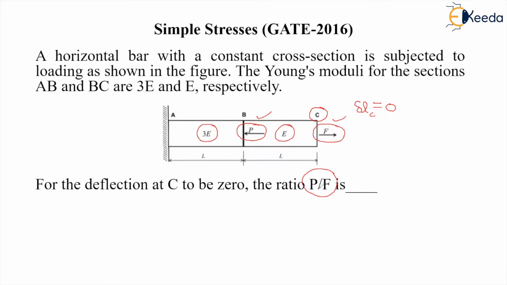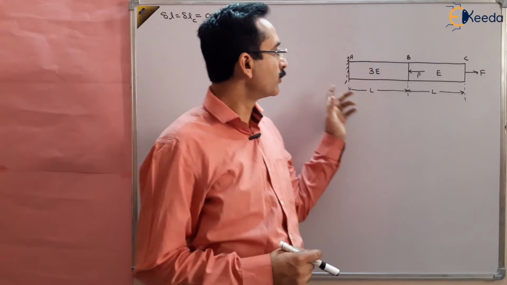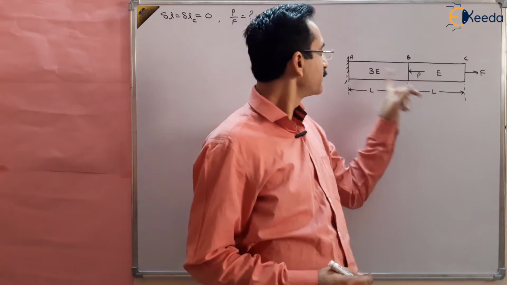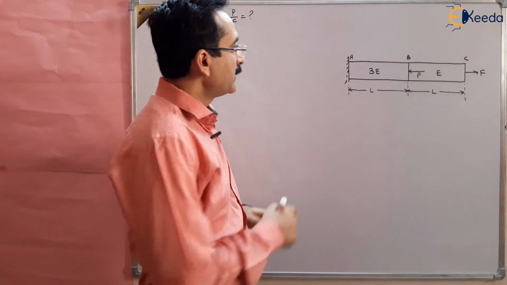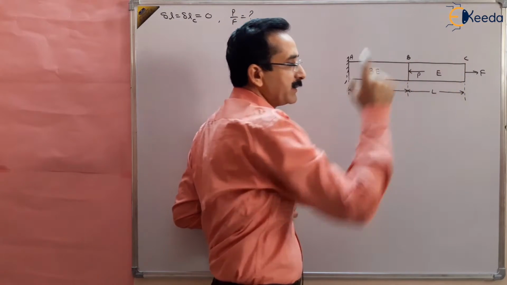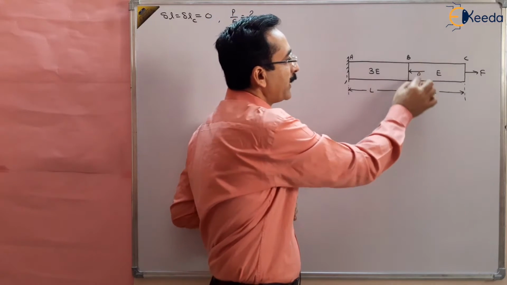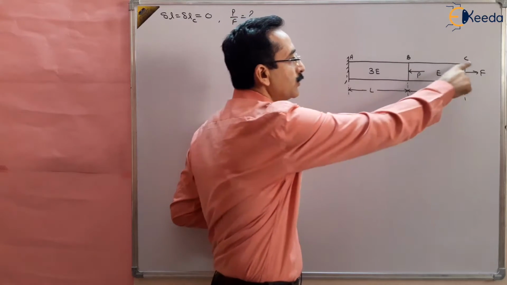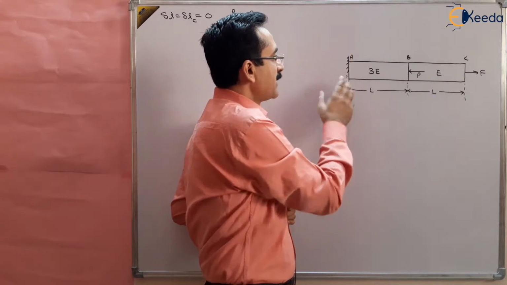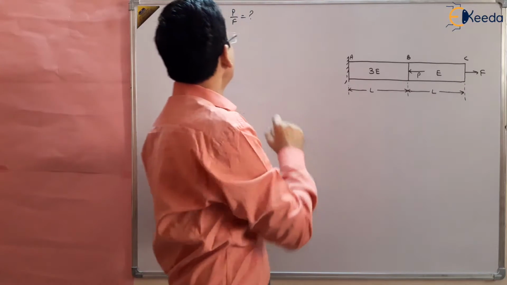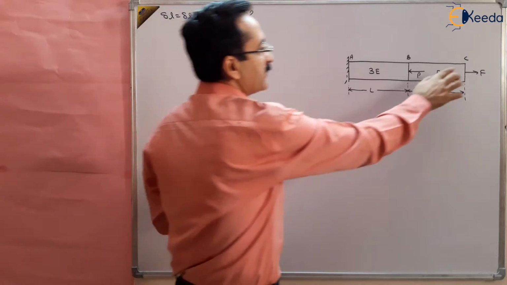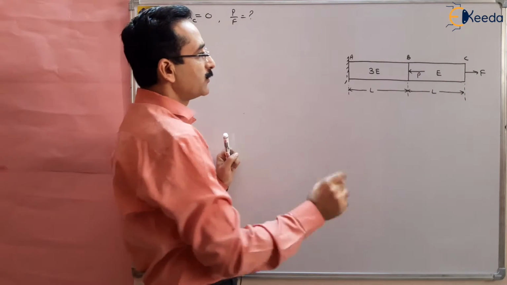So let us solve this problem. In this question we are given a horizontal bar of total length 2L which is divided into two parts, AB and BC. The modulus of elasticity of AB is 3E and of BC is E. The load applied at point B is P in the leftward direction and the load applied at point C is F in the rightward direction. It is fixed at point A. We have to find the P by F ratio if the deformation of point C is 0.